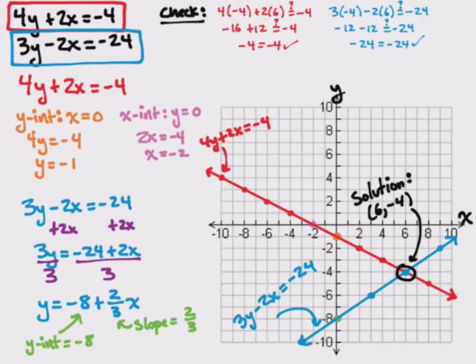All right, so after graphing each of these individual equations, we got two lines that intersect at the point 6, -4, and that ordered pair made both of those equations true at the same time, and we checked it, so that's our solution to this system of equations.